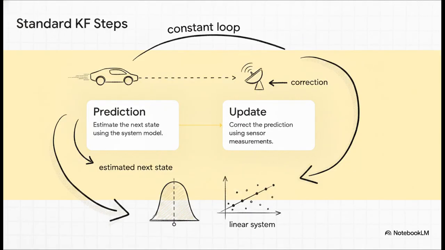The really cool part is that it operates in a constant loop with a simple two-part heartbeat. Step 1 is the prediction phase, where it estimates what the next state should be based on its model. Step 2 is the update phase, where it takes the brand new sensor measurement and corrects that prediction. It's an incredibly computationally efficient loop, and it is statistically optimal. But there is a catch. It only works perfectly for linear systems with what we call Gaussian noise. Basically, that just means the errors have to fall into a nice, neat, normal bell curve.